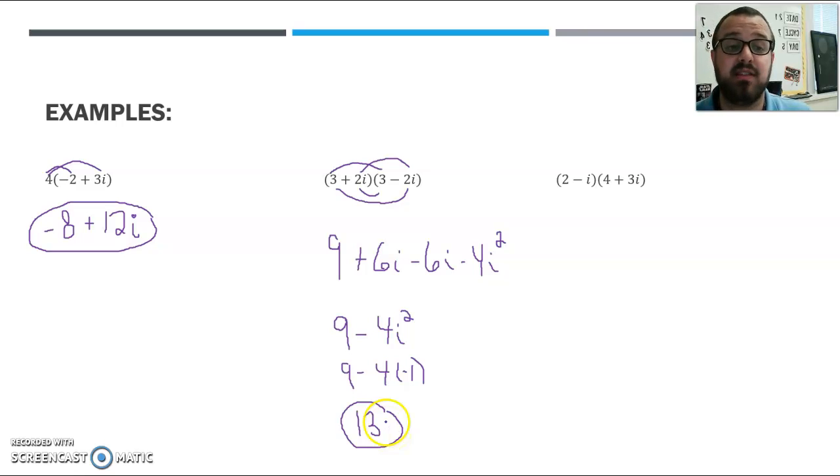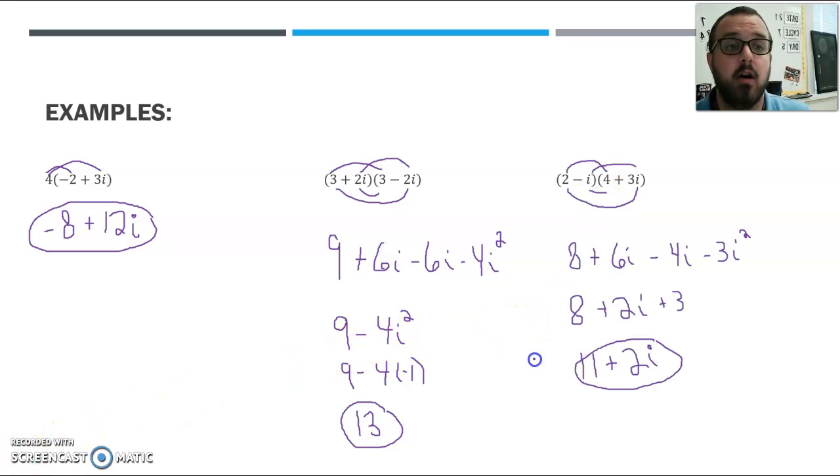Yet that will not always happen. In fact, for this last one that you're going to try on your own, you will have an i term that's going to show up. Just remember that i squared equals -1, and make sure you simplify accordingly. Go ahead and pause the video, try this last one, and we'll meet back together and check our work. Okay, welcome back.